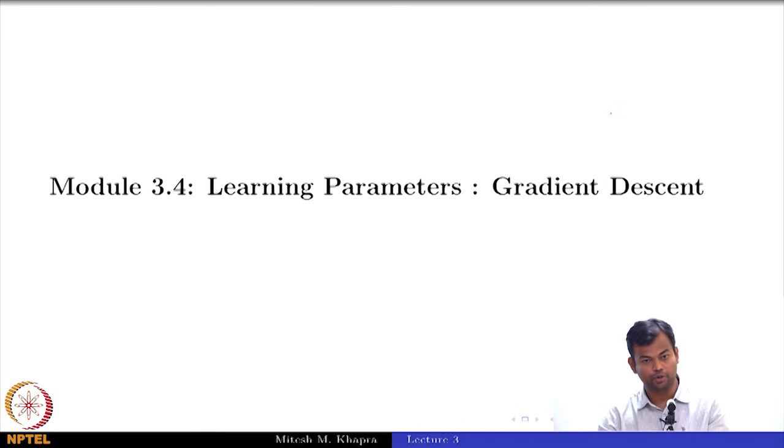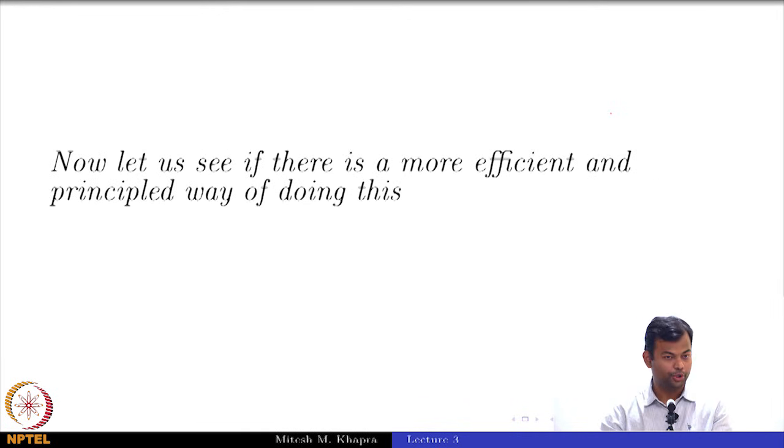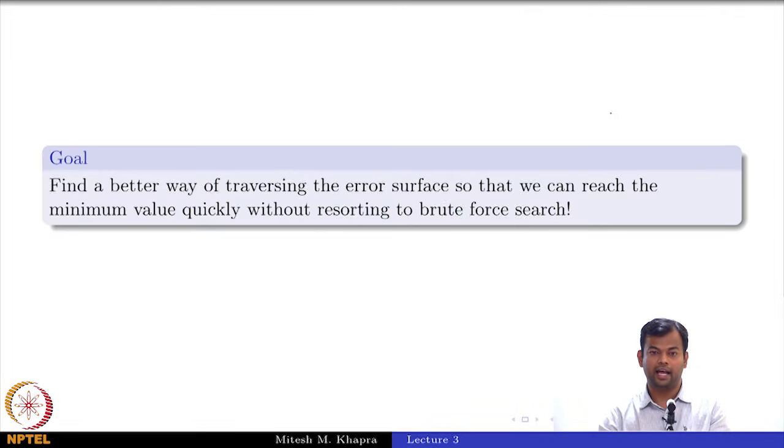And we'll move on to the next module where we'll talk about gradient descent. How many of you have done gradient descent before? Almost all of you. Okay. So what we want to do is find a more efficient and principled way of navigating the error surface. Is everyone with me in that? Okay. And the goal is to find a better way of doing this.